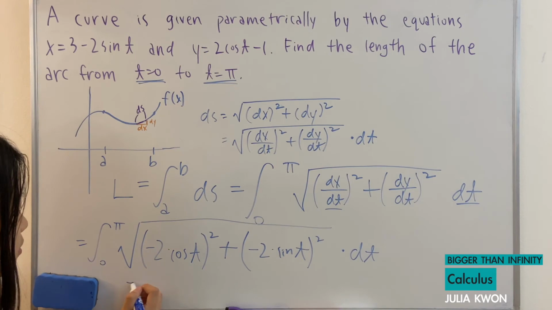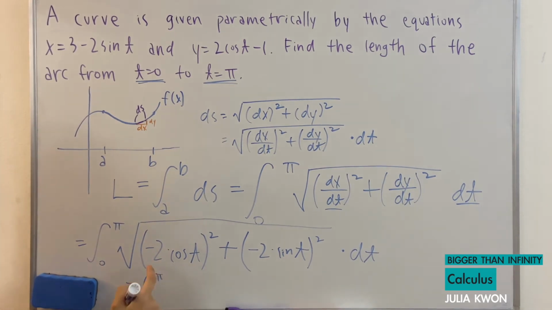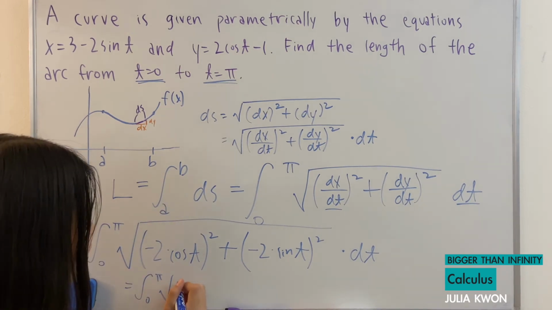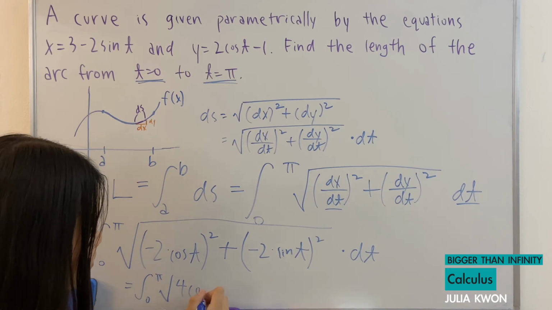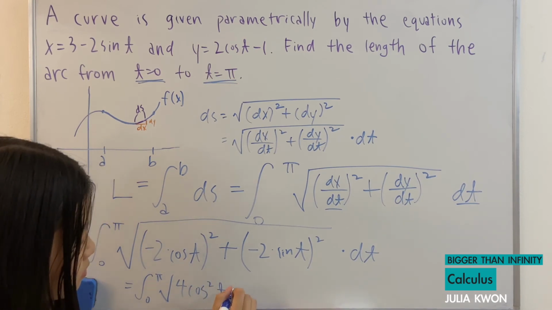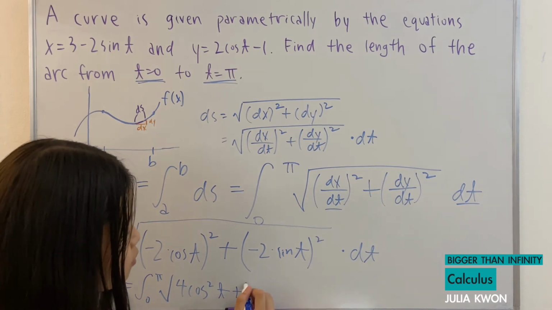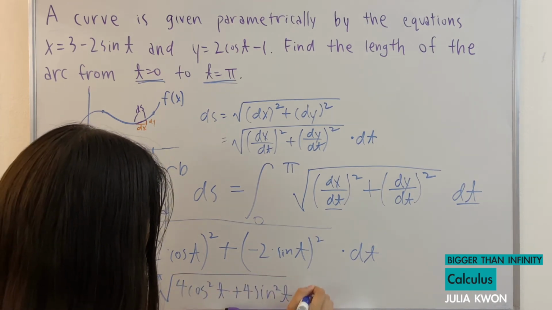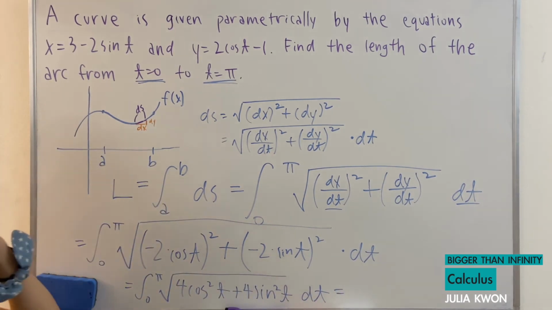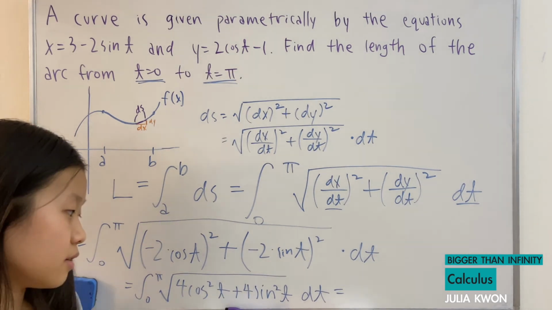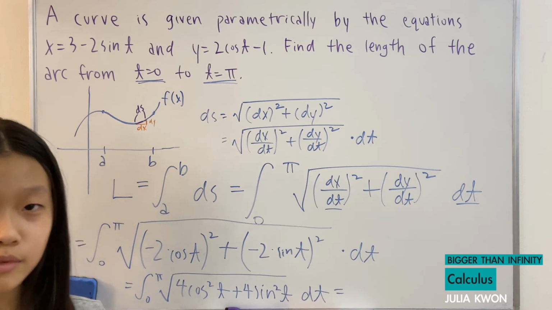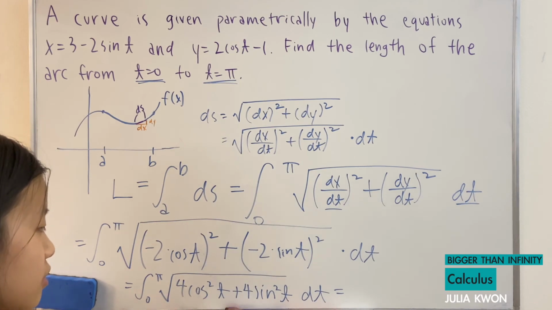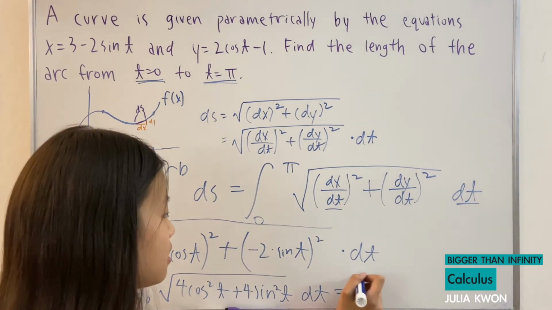And we can simplify this more. Okay. If we take negative 2 times cosine t to the power of 2, we have 4 times cosine squared t, and plus we square this, and we have 4 times sine squared t, all multiplied by dt. Now 4 times cosine squared t plus 4 times sine squared t, by a trigonometric identity, is equal to 4. We have the square root of 4 though, which would be 2.